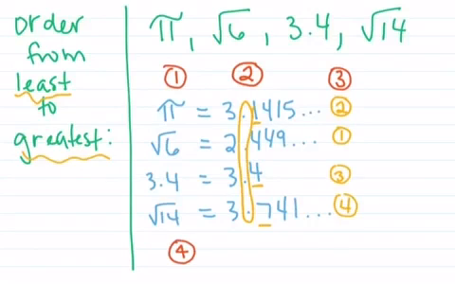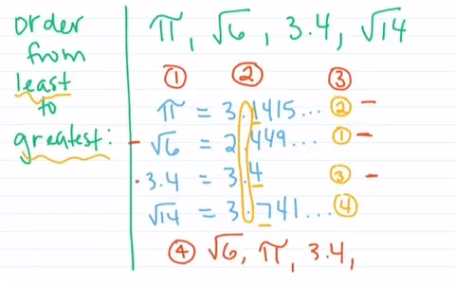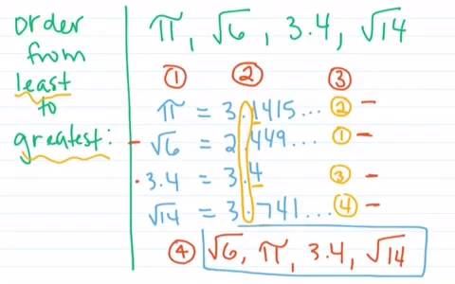Fourth step, order my numbers back in the original form. So 1 is the square root of 6. 2 is pi. 3, 3.4, and 4, square root 14. And this is the answer that I will box. Make sure you're showing all your work and your handwriting is very neat so that we can make sure that we're checking the correct work.